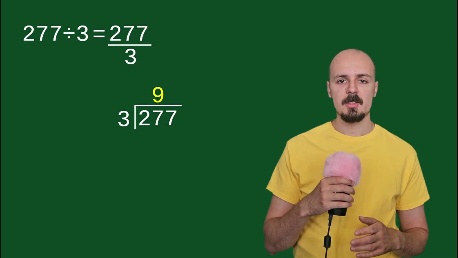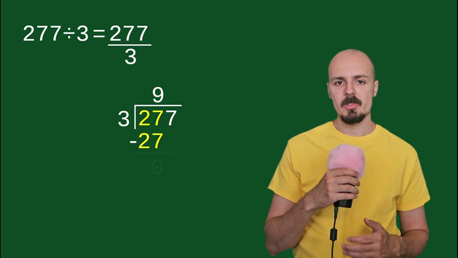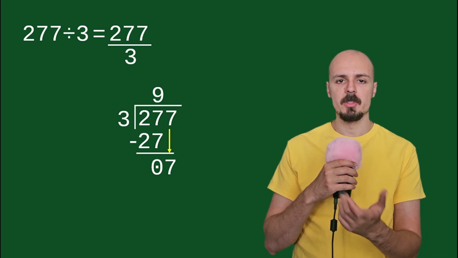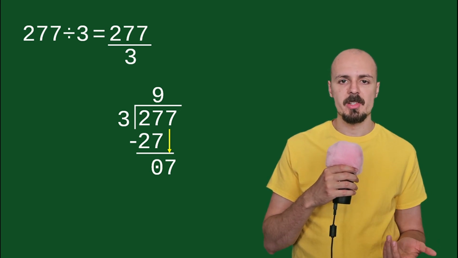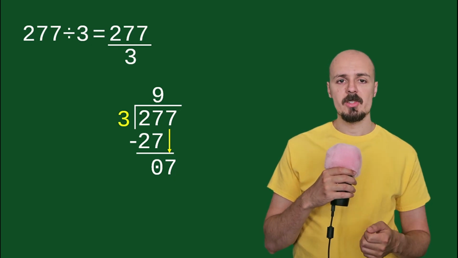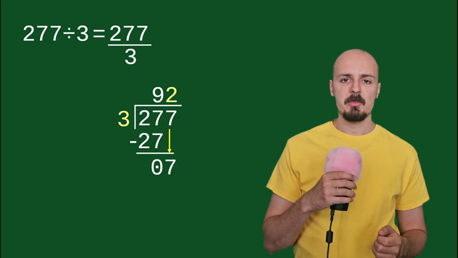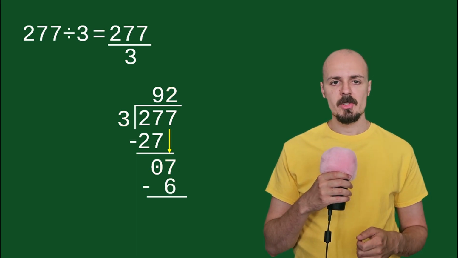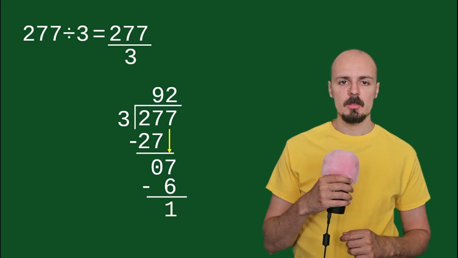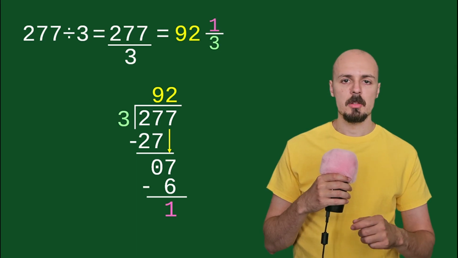Next, we can do the 9 times 3, which is 27, and when we subtract, we'll get 0. Bring down the 7 next, and whenever you see a 07 written like this, that just means the same thing as 7. The 0 in front doesn't change anything. Now, 3 goes into 7 twice, so 2 goes up here, and 2 times 3 is 6, 7 minus 6 is a 1, so 1 is your remainder, and you could stop there. This would mean that your answer is 92 and 1/3.